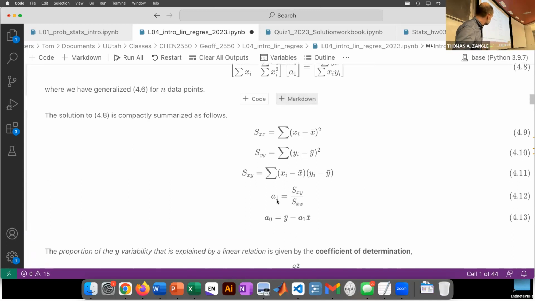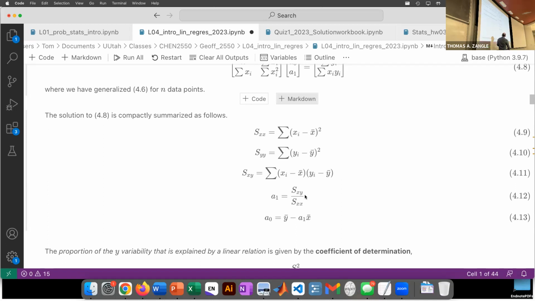And then from those definitions, we can solve for and write out our A0 and A1 in terms of these parameters, where A1 is SXY over SXX. A0 is Y bar, the sample mean of Y, in this case the sample mean of our extraction efficiency, minus A1, which we found here, times the mean time, the mean extraction time, or the mean of X.